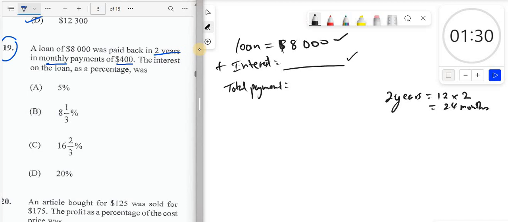24 months. Okay, let's start the timer. So 2 years' time, you're paying 12 times 2, which is 24 months. And since it's 24 months, how much are you paying in 24 months? You're paying $400 per month for 24 months. And so this will give you what amount?